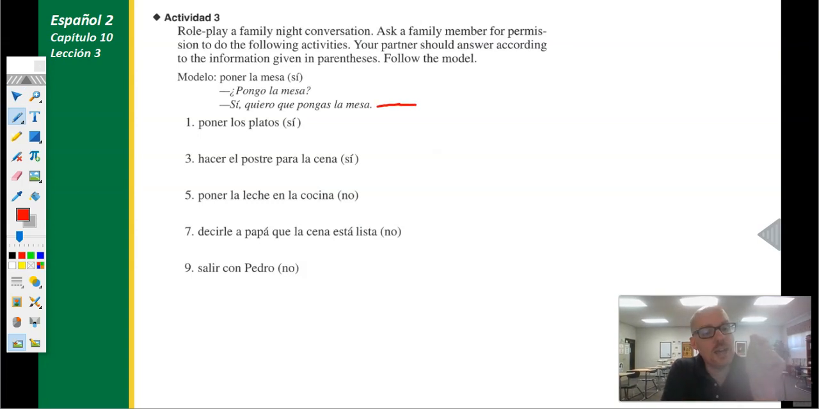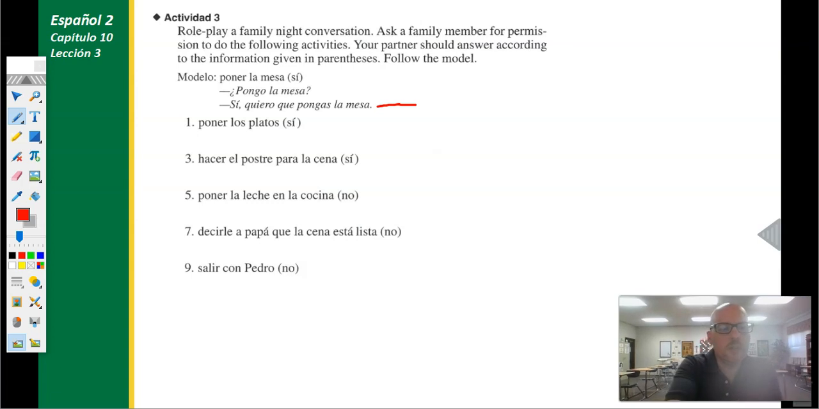Sí, quiero que pongas la mesa. Yes, I want that you set the table. The expression of will there, or volition, sí quiero, I want, causes the clause, que pongas la mesa, to be in the subjunctive. Go ahead and do the odds here in actividad 3: 1, 3, 5, 7, y 9. Pause the video, get those done, and then we'll take a look at that in just a moment.